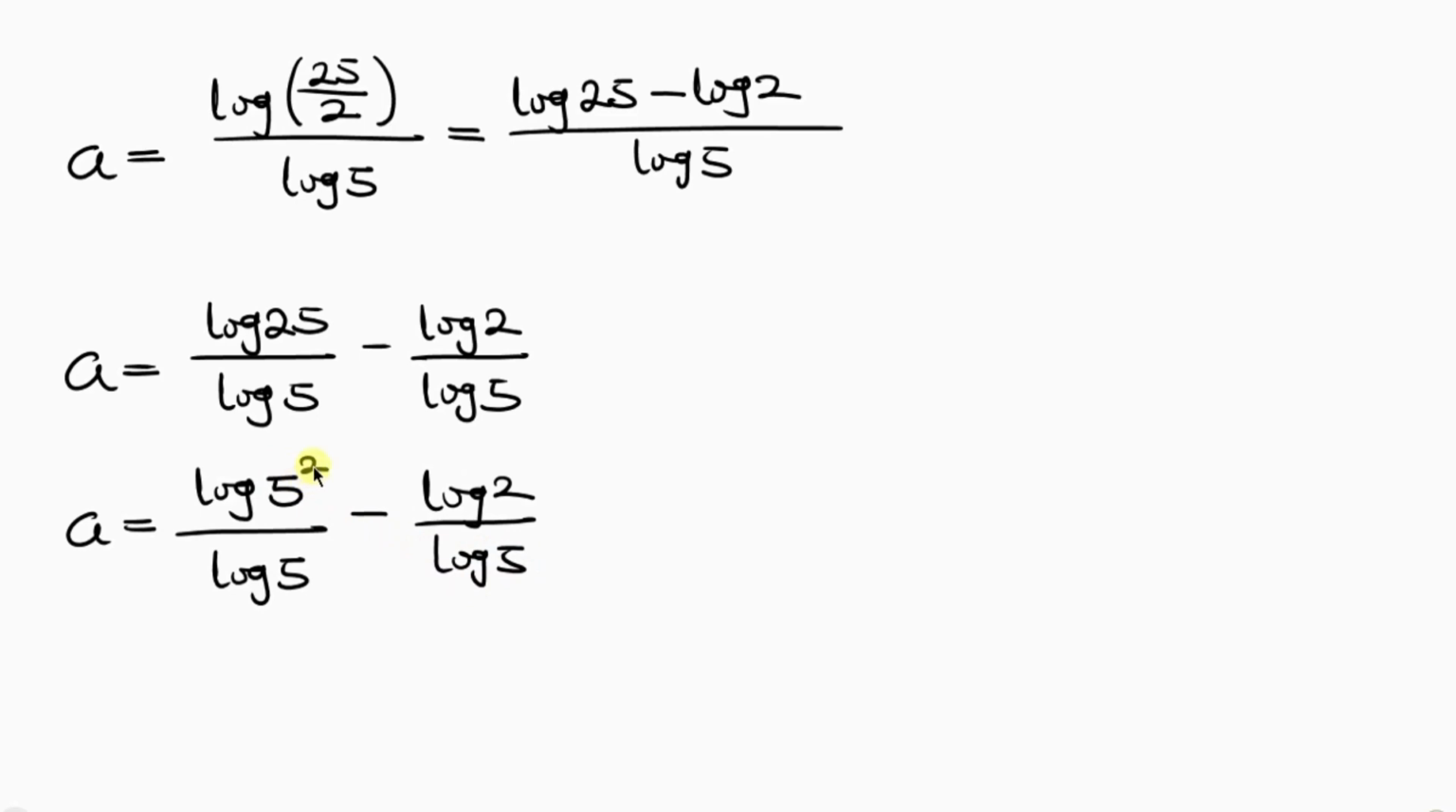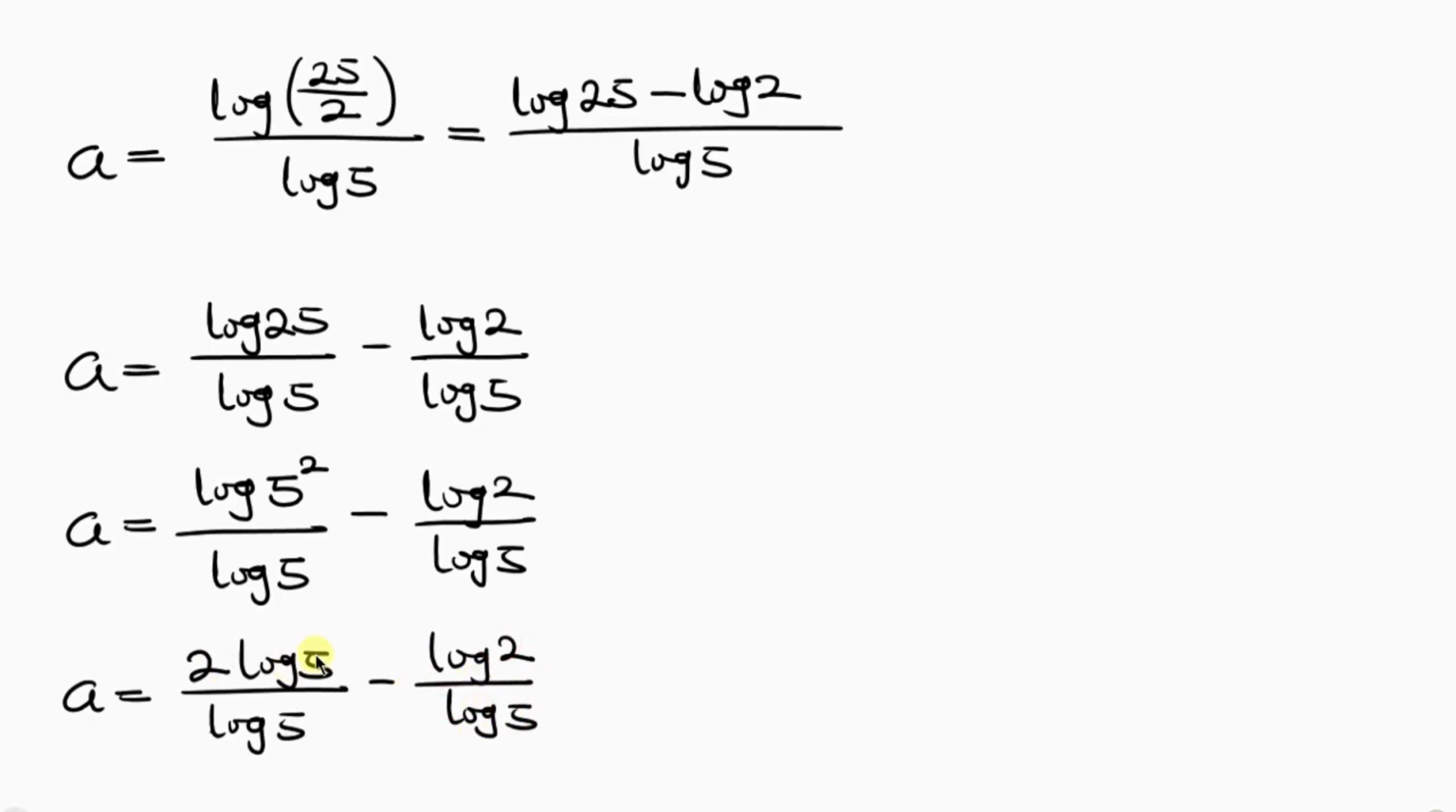Now, we have the power law of logarithm that we're going to be applying here since this number is carrying a power. So we have a to be equal to, so this becomes 2 log 5 divided by log 5 minus, we'll write this the same way, log 2 divided by log 5. Now see that this log 5 cancels out, so we have a to be equal to 2 minus log 2 divided by log 5.